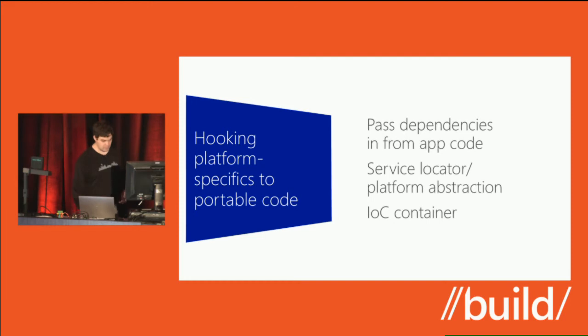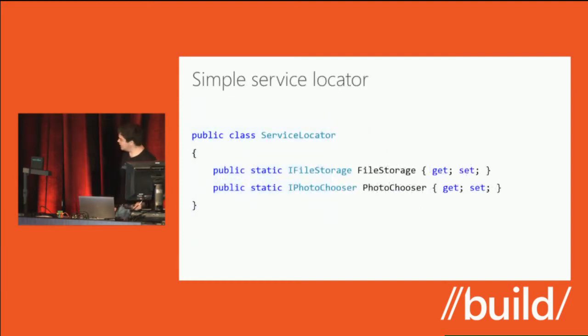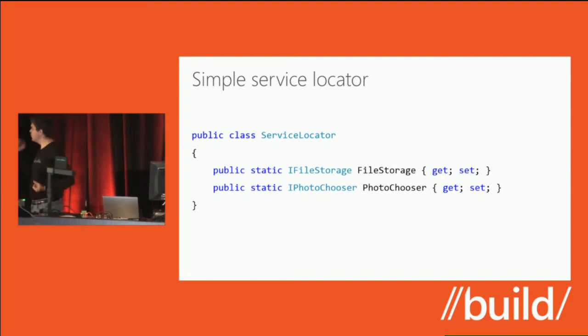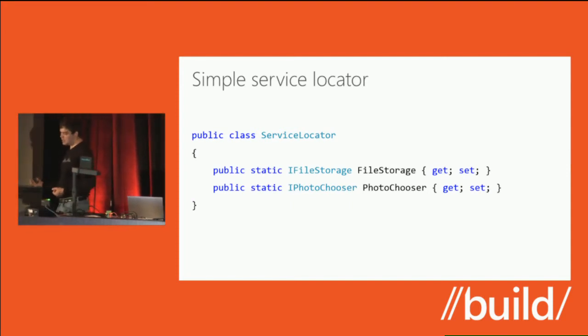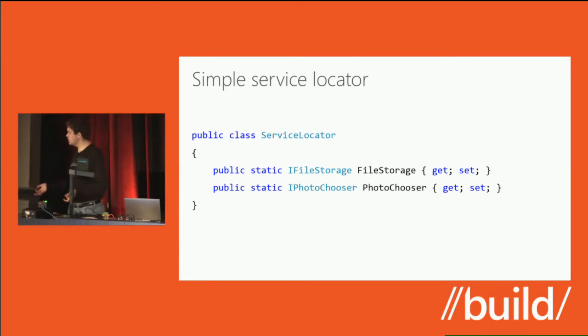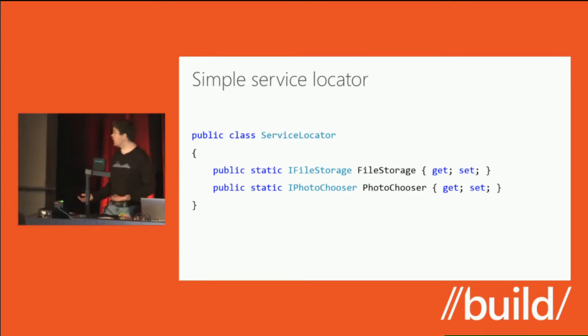For the platform abstraction layer or service locator, it basically looks something like this. So you would just put this class in your portable code with static properties for the abstractions you need. And then you just set them in your platform-specific startup code, and then you just access them when you need them from the portable library.